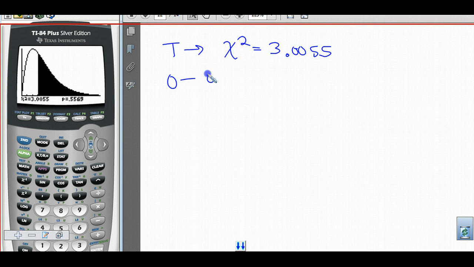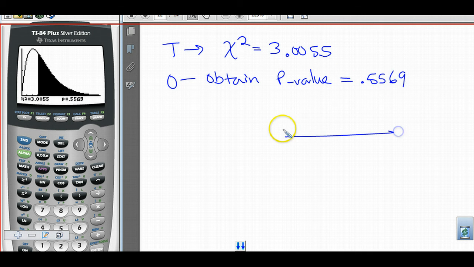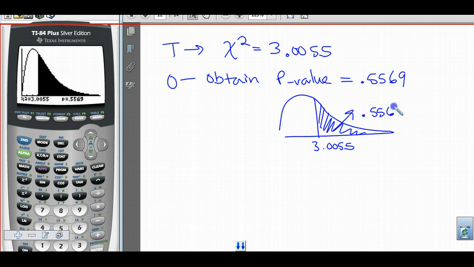And for our obtained P, my p-value is 0.5569. So that's very high. Let's draw, and we can see how much is being shaded. 3.0055 for my test statistic, and that area is very large. P is very high for this one. So we have an easy decision.